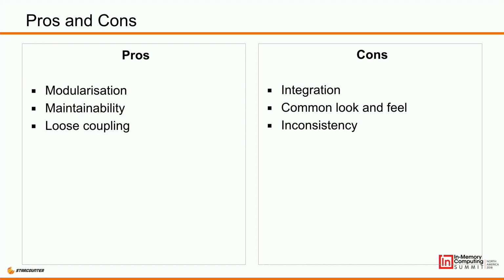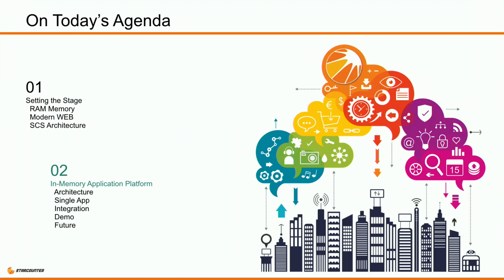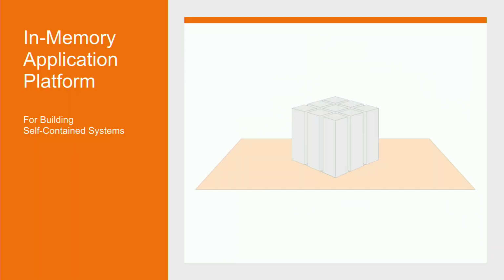And also, inconsistency on the data level is another challenge that we have to deal with. So now I would like to go to the second part of my presentation. To address these issues that we have with all these technologies, like with the RAM memory and its prices, with modern web platform, with self-contained system applications, I would like to introduce StarCounter in-memory application platform that is created and developed to build self-contained systems, among others.